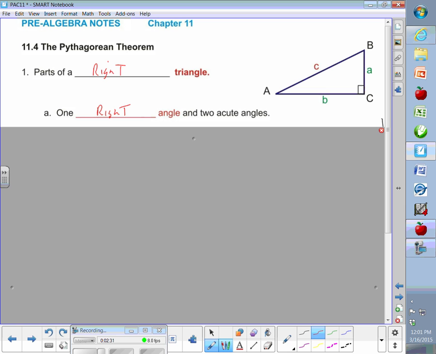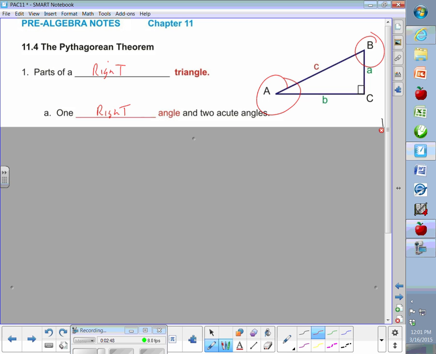Anybody remember what an acute angle is? Jack? You had it right the first time. An acute angle is less than 90 degrees. Right, the other two, don't do this in your notes. A has to be less than 90, and B has to be less than 90.